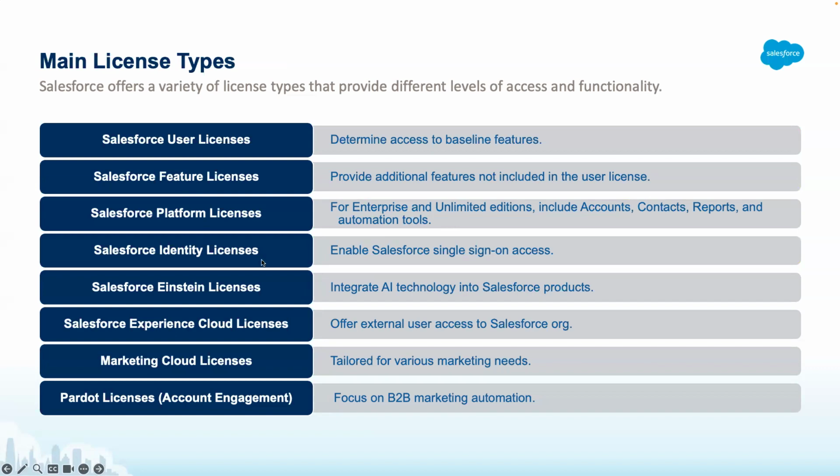Then you have your identity licenses, which are for single sign-on access. You have Einstein licenses, which will give you the AI, ML, all that kind of access. Experience Cloud license allows you to build websites.